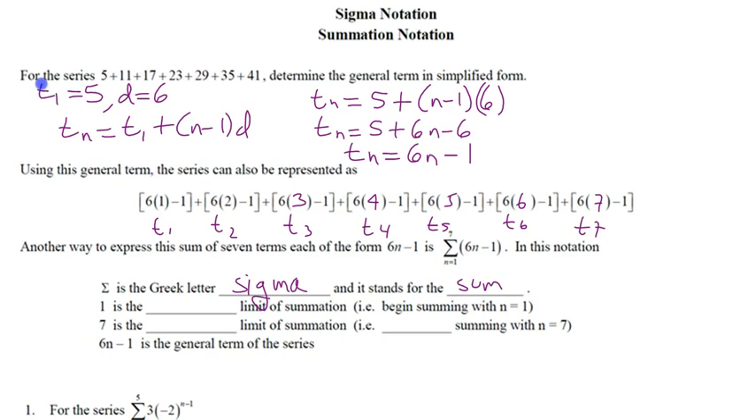1 is the lower limit of the summation, right? So we say we are going to start with n equals 1, right? You set n equal to 1. That's the lower limit. So that makes 7 the, let's call it upper limit of summation, i.e. what goes in this blank. If we begin summing with n equals 1, then we end summing. What did you say? Yeah. Okay. Synonymously. And 6n minus 1 is the general term of the series.